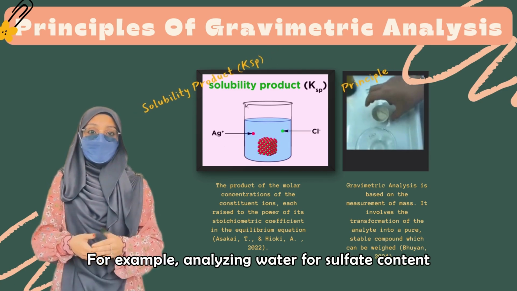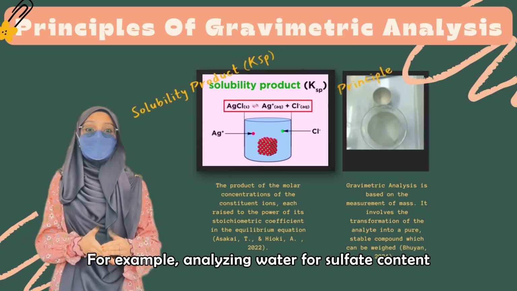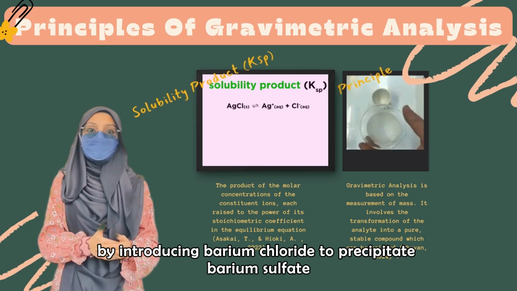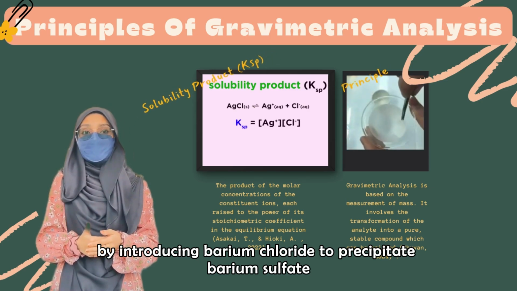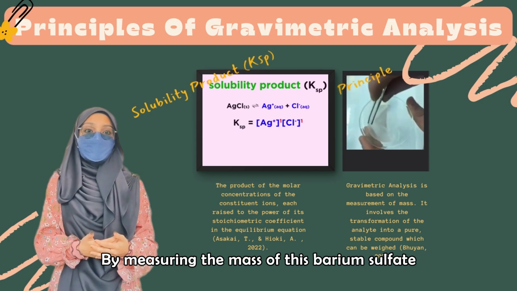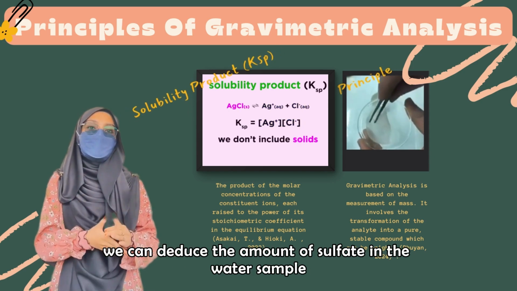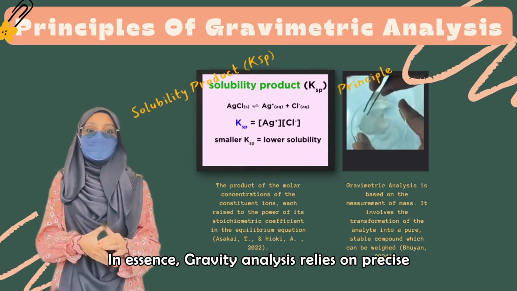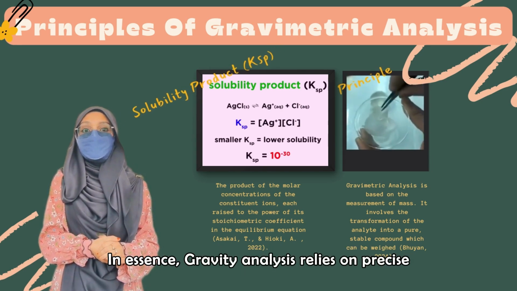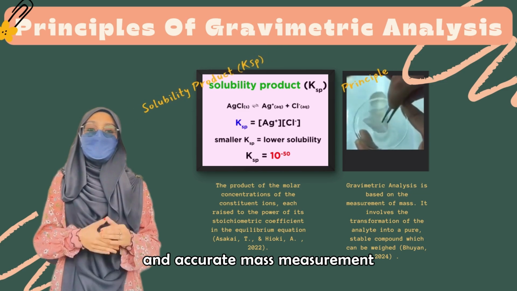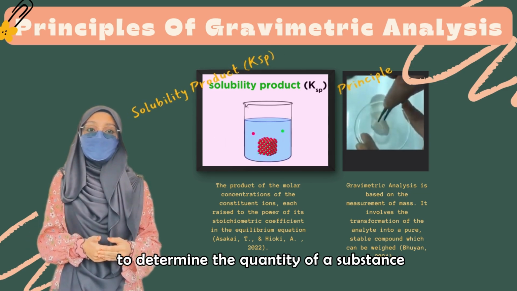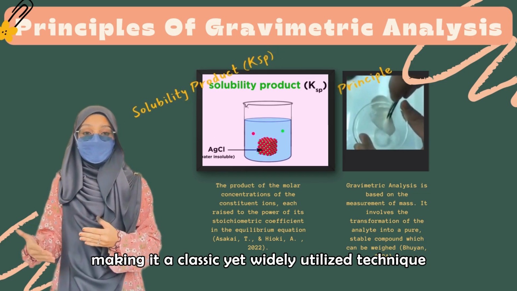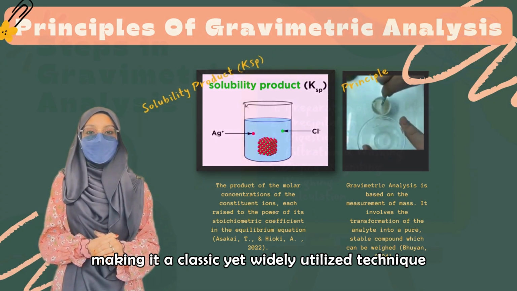For example, analyzing water for sulfate content by introducing barium chloride to precipitate barium sulfate. By measuring the mass of this barium sulfate, we can deduce the amount of sulfate in the water sample. In essence, gravimetric analysis relies on precise and accurate mass measurement to determine the quantity of a substance, making it a classic yet widely utilized technique.